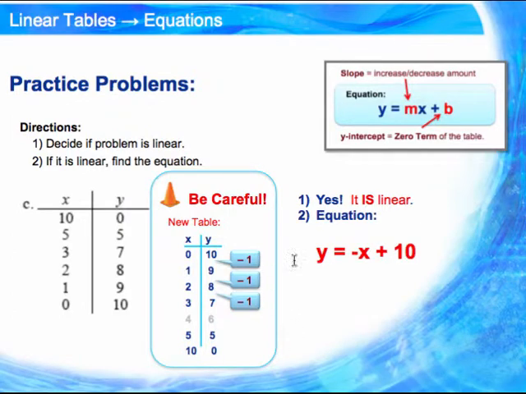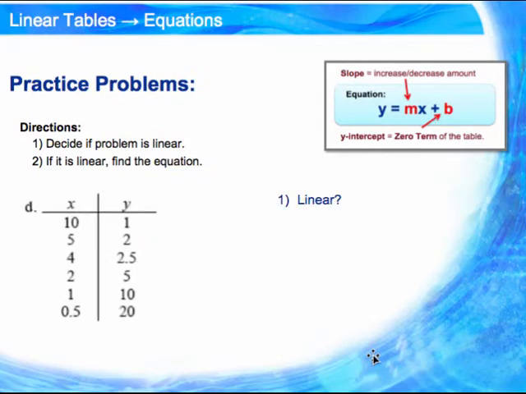And the equation then is going to be y equals negative 1x, because it's going down by 1 each time, plus 10, because the zero term is 10 for the output. Alright, let's try this next question.